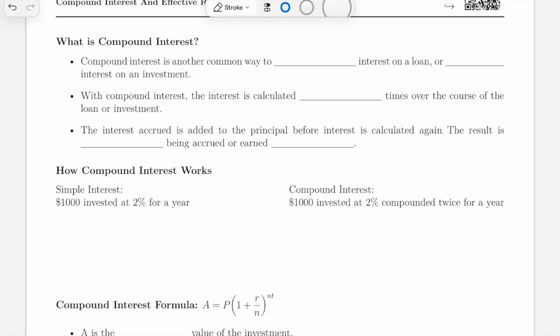Hello and welcome. Today we are going to be talking about something that's just so very important. It's compound interest. Now, we've already talked about simple interest and how interest is really just extra money that you pay to use someone else's money.